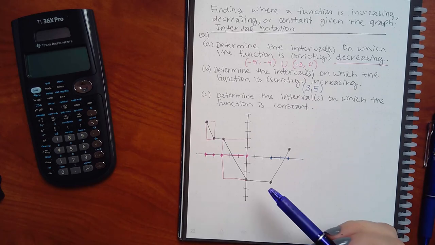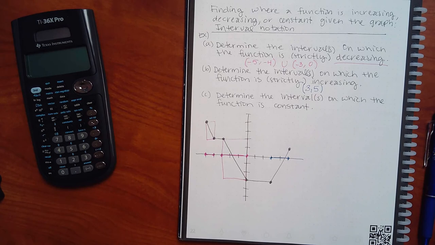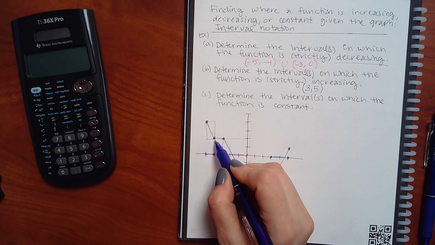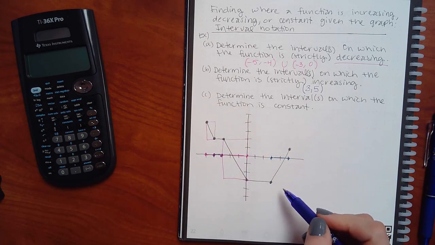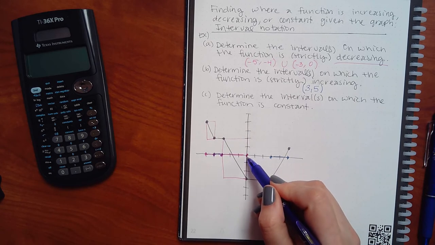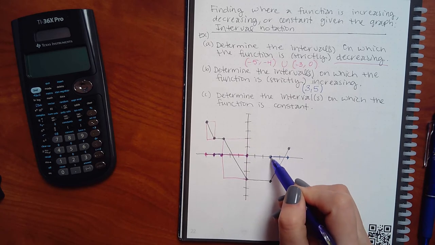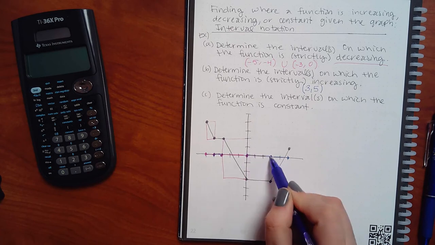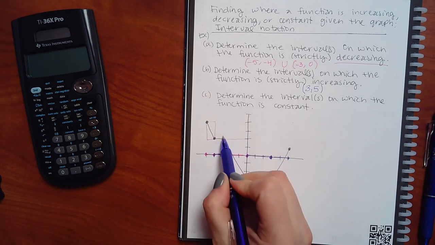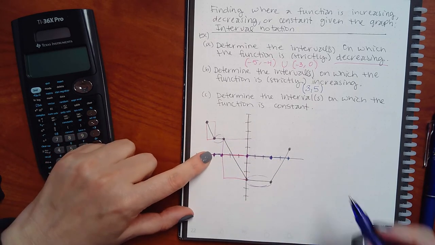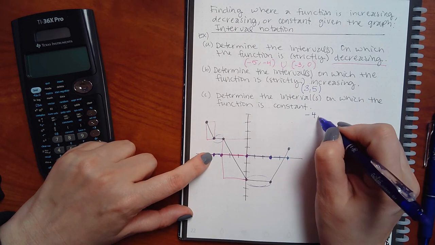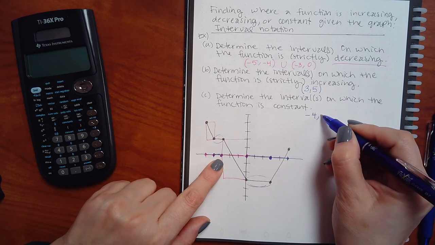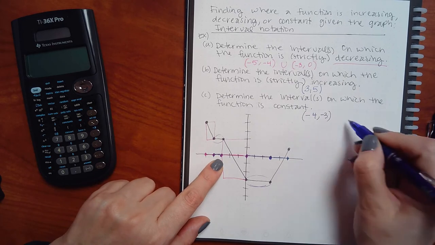So let's see. Constant. Where am I constant? At -3 and -2, right there. And where also else? Constant down there. You transpose this part here and this part. So if I transpose that, you said it was what? -4 to -3. Remember, always parentheses.